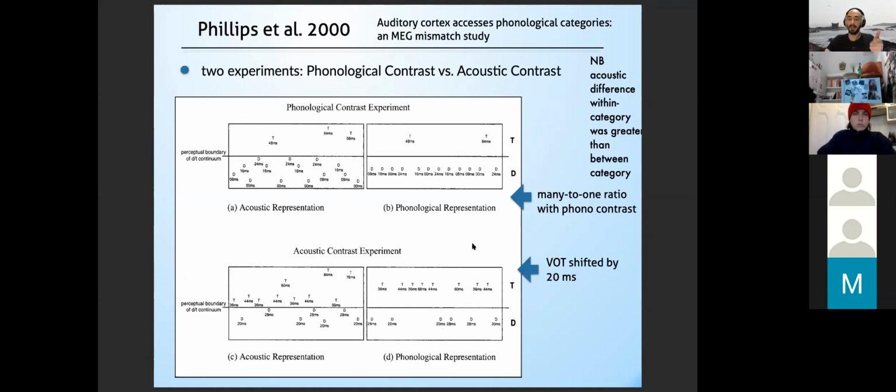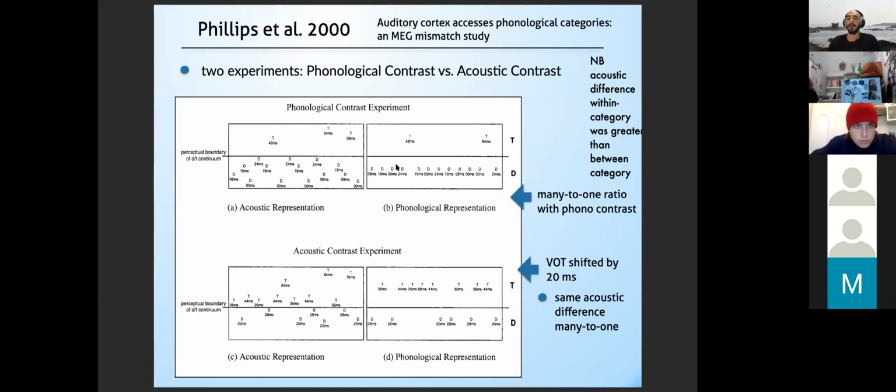So in the acoustic experiment, there is exactly the same acoustic difference, many to one, right? So the difference between these guys and these guys is exactly the same as between these guys and these guys, relatively speaking. But now all these became T's. So at the phonological representation, you don't have the oddball anymore, because now you have a lot of T's and a lot of D's. Do you see this? Is this clear? You see the trick, right?